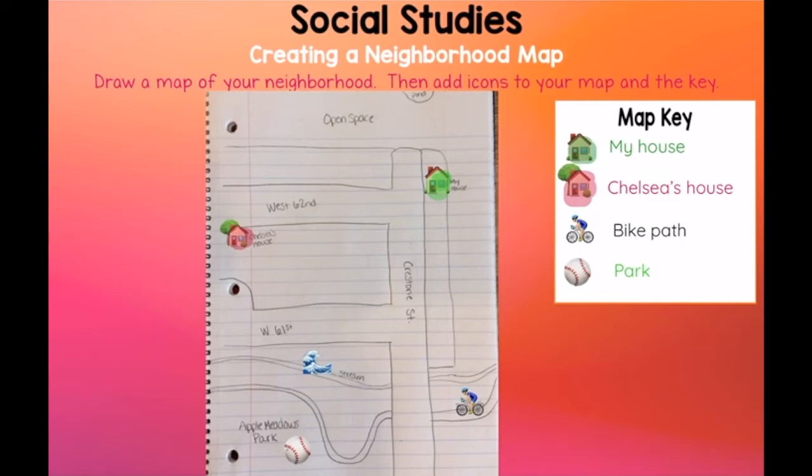So I chose the biker for the bike path, and I chose the baseball for the park because there's actually an area with a baseball field that you can play baseball there. I also added some water for the stream, but I don't have to put that on my map key if I don't want to. And I actually feel like detailing a little bit more about my map before I submit it.